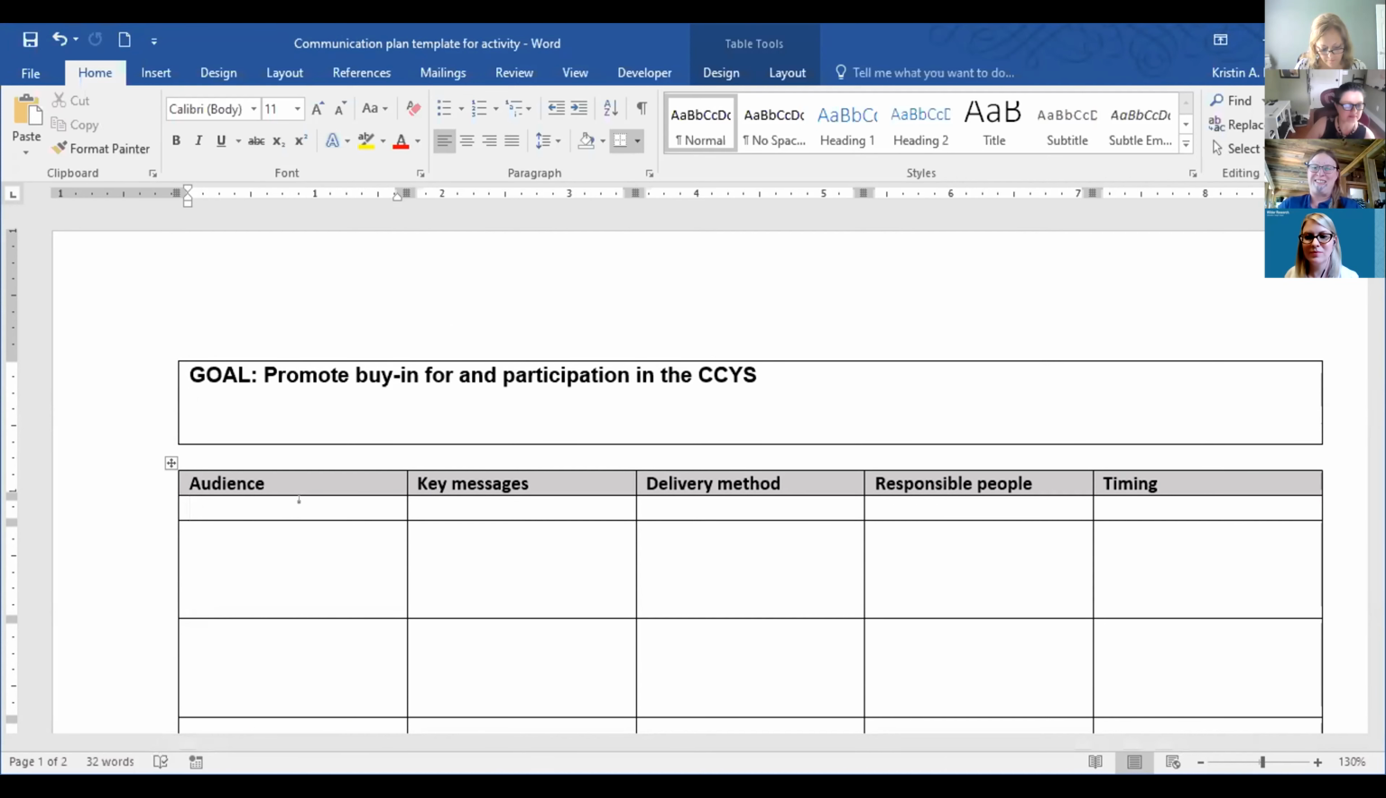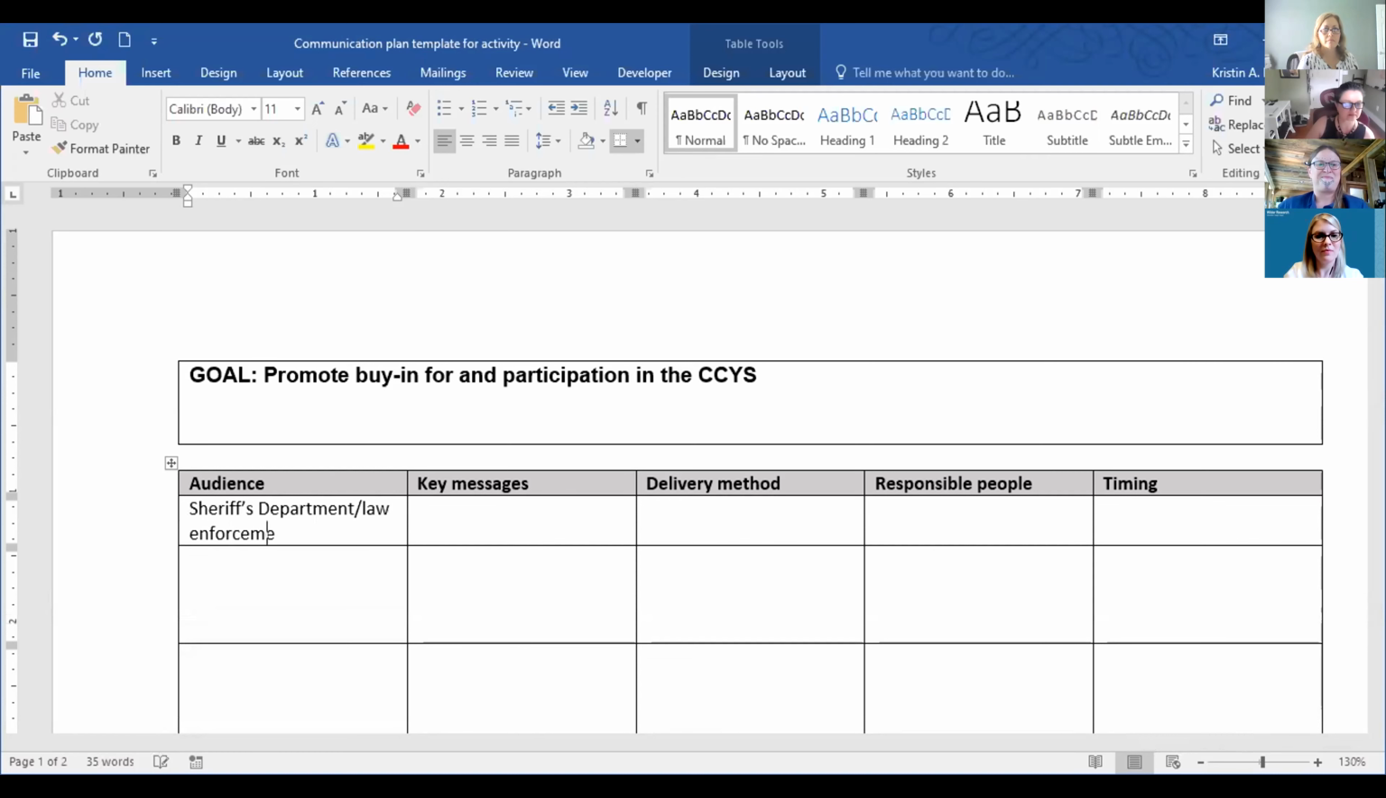Brave souls out there in the group, throw out one audience member that you would reach when you're trying to work to promote buy-in for and participation in the CCYS, and maybe throw out an audience other than school administration just to mix it up, since that was in the sample example. The sheriff departments, police departments, your town hall, the mayor's office. It's always good to work with your mayor. Or your government body.